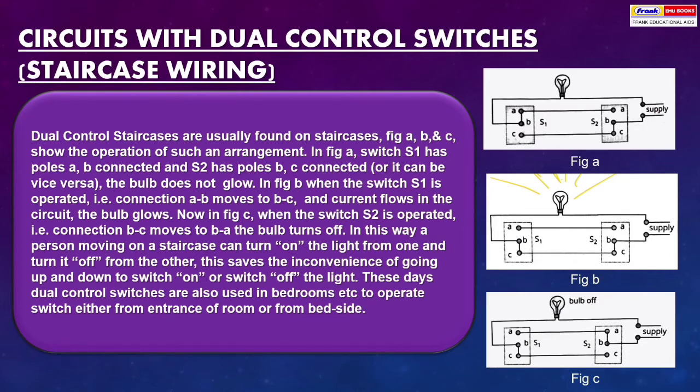Now in figure C, when the switch S2 is operated, that is connection BC moves to BA, the bulb turns off. In this way, a person moving on a staircase can turn on the light from one end and turn it off from the other. This saves the inconvenience of going up and down to switch on or off the light. These days, dual control switches are also used in bedrooms, etc. to operate the switch either from the entrance of the room or from the bedside.